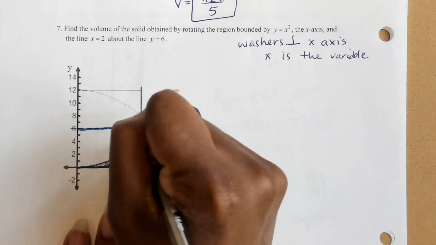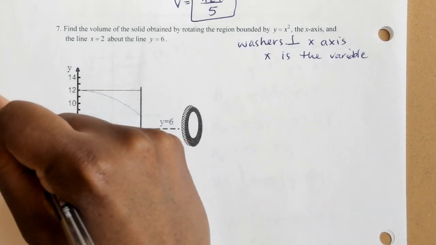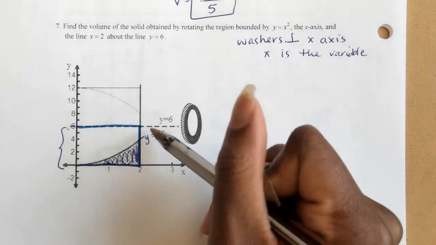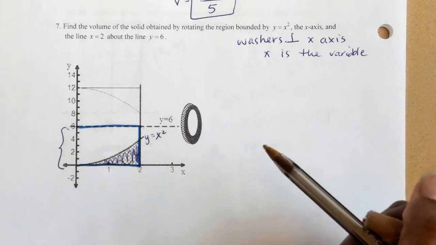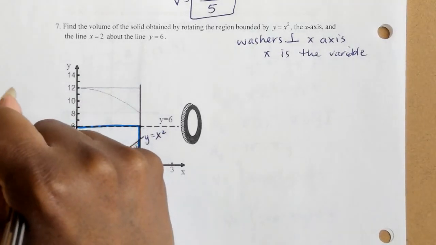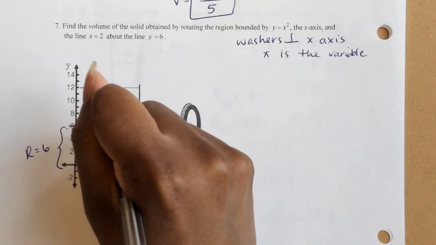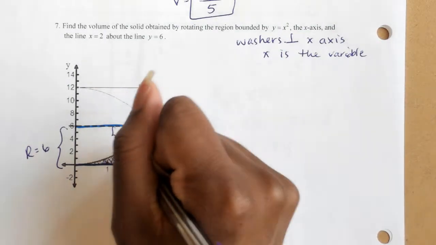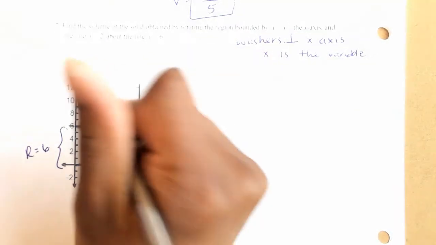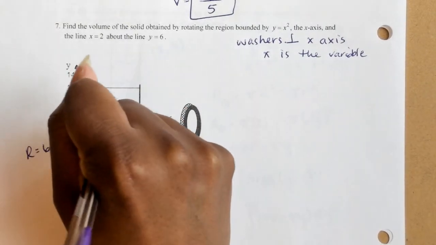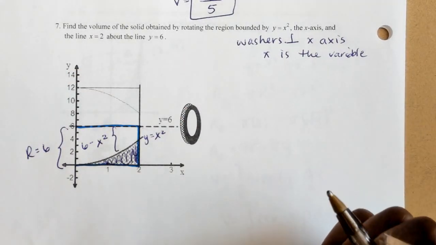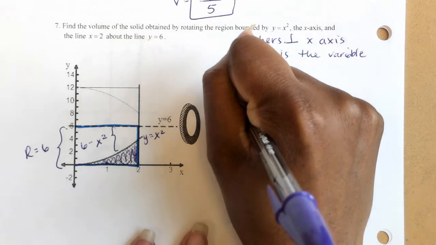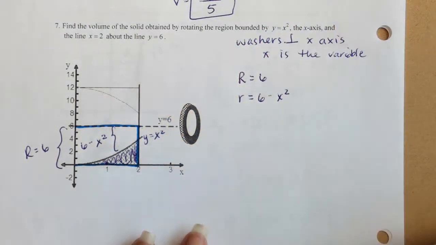Okay, so then our big R is just that space from the x-axis to y equals 6. So our big R is equal to just 6. Our little r is equal to 6 minus this space. So our little r is 6 minus x squared. So we have big R is equal to 6, and little r is equal to 6 minus x squared.